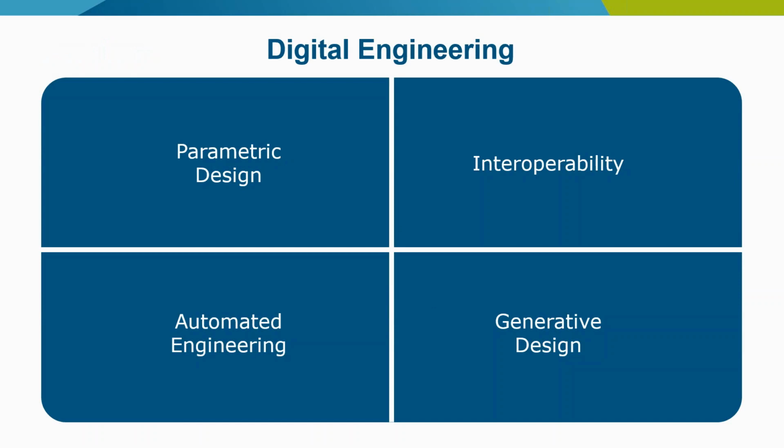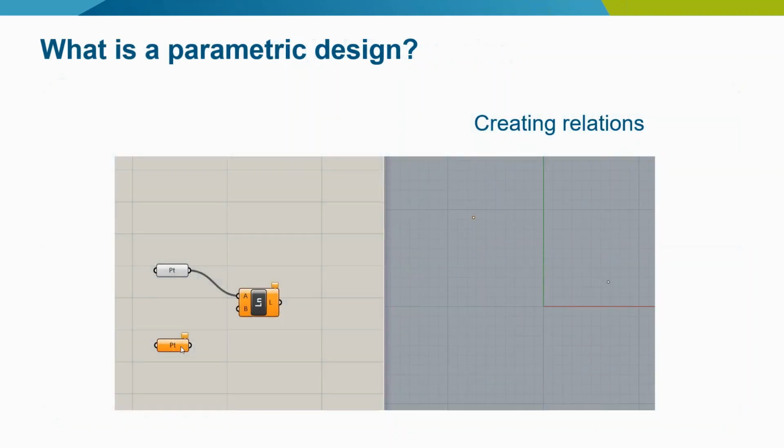If we look at digital engineering, I think we can distinguish 4 categories which are part of it, and parametric design is one of them. The others are interoperability, automated engineering, and generative design. I will talk about all 4 of these and show how they are related, how they may overlap each other a little bit, and also how they can boost each other.